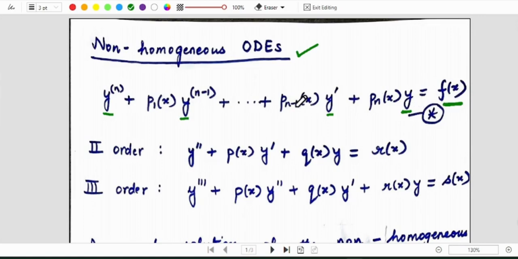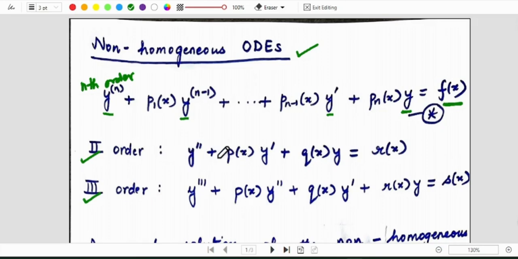And the coefficient functions are in general functions of x, but in the previous two videos we have been discussing cases where you have constant coefficients. So let us see how we solve non-homogeneous ordinary differential equations. This is an nth order non-homogeneous differential equation. Primarily we get questions based on second and third order for non-homogeneity, but this may vary from exam to exam. In general the focus is on second and third order solvability.